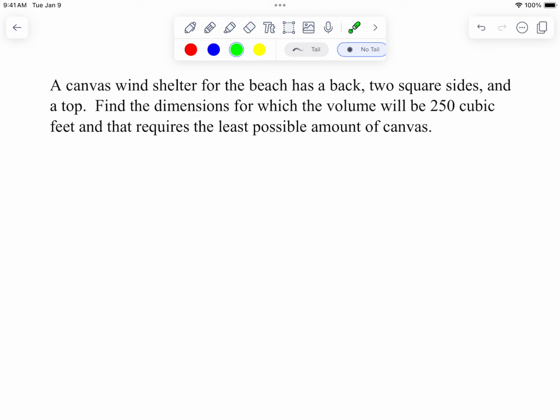You have your picture on the packet, so you can use that to help you label sides. Think about we're trying to use the least amount of material, so that would be surface area. Go ahead and optimize. Pause the video, unpause when you're ready to check.